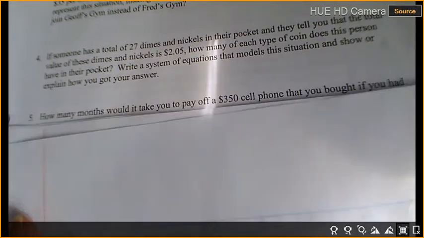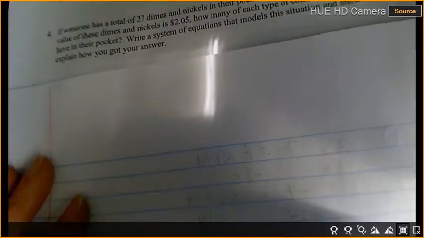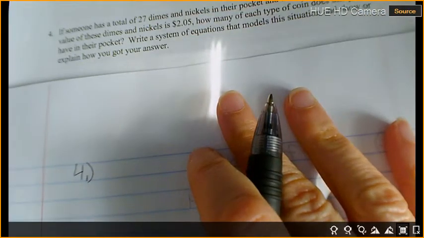Okay, number 4. If someone has a total of 27 dimes and nickels in their pocket, and they tell you that the total value of dimes and nickels is $2.05, how many of each type of coin does this person have?